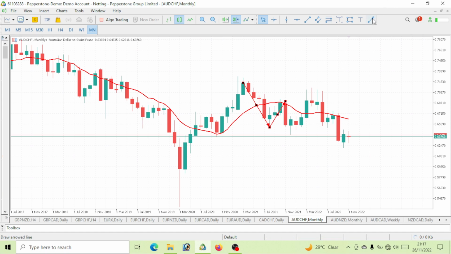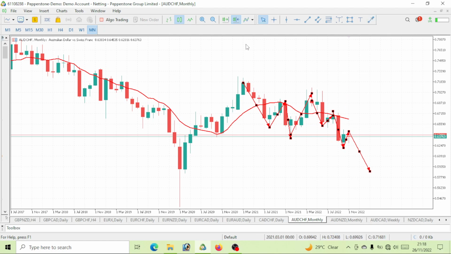Here comes the correction. We saw another bearish move that broke the previous highs. Here comes the correction, right? The price rejected, and we saw that this price has broken the previous lows. Now we are on a correction. After the correction, we would be expecting another bearish move on AUD Swiss franc.